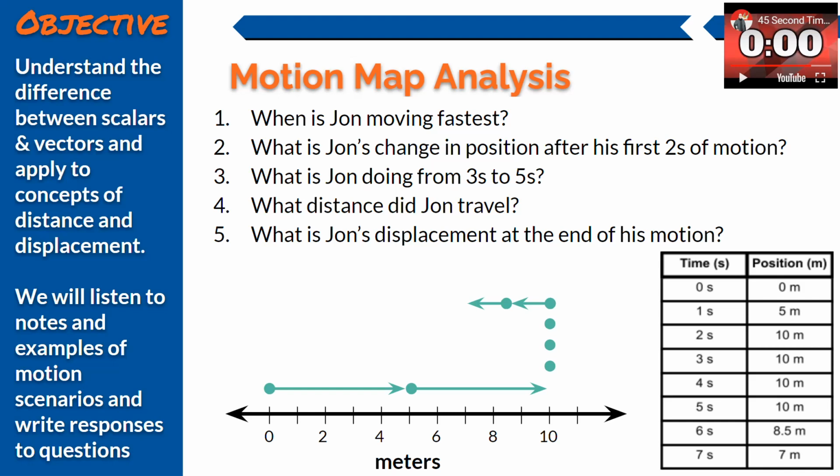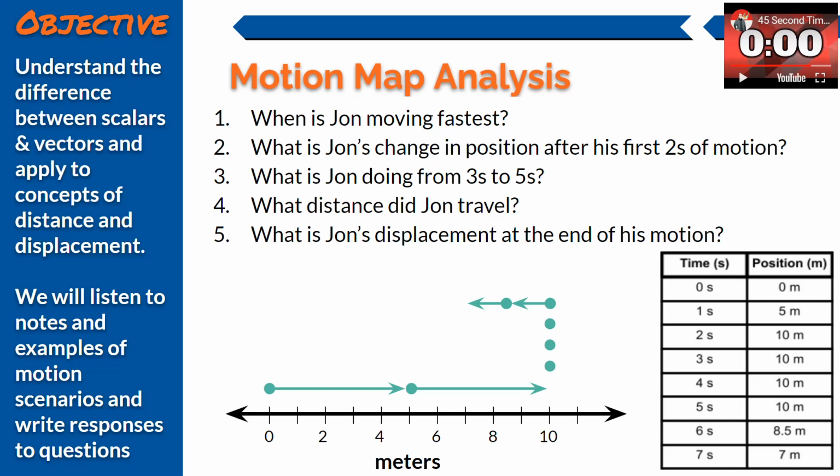Number 4, what distance did he travel? Chase. Yep, so he goes 10 meters forward and then 3 meters backward, but I don't care about the backward or forward. I'm just going to add it together. 10 plus 3 is 13 meters. Thank you, sir.